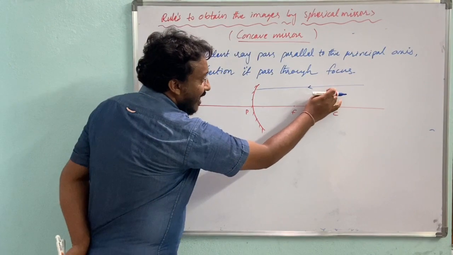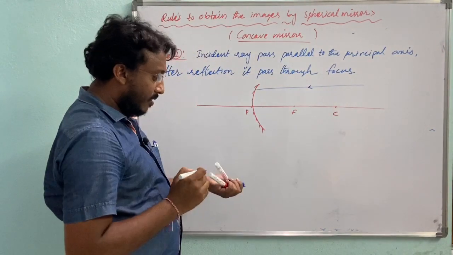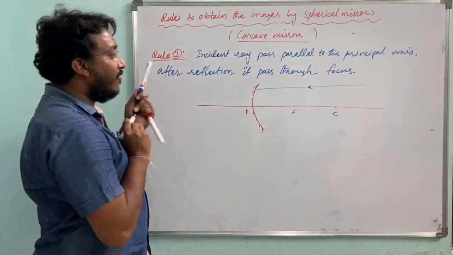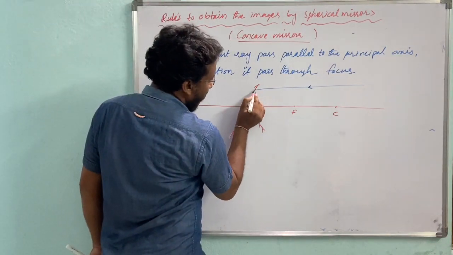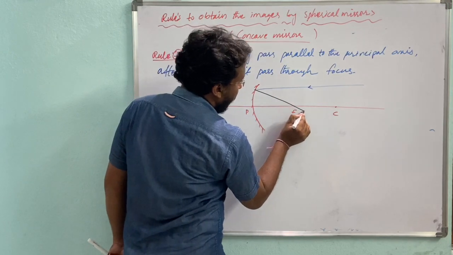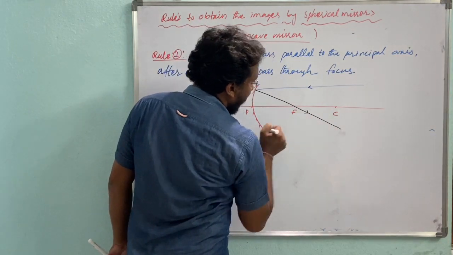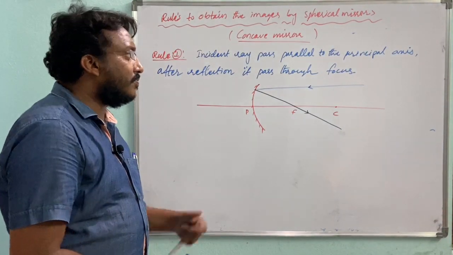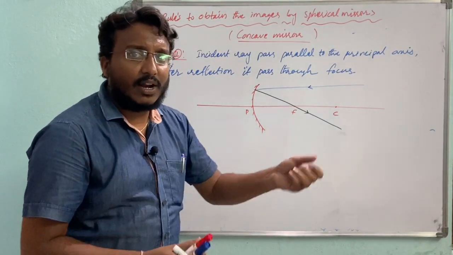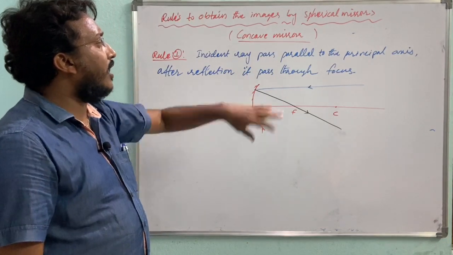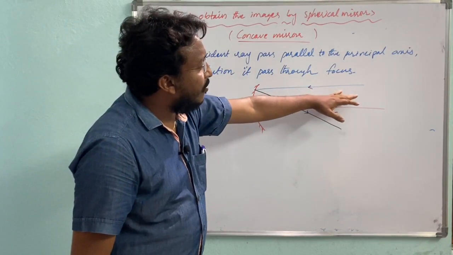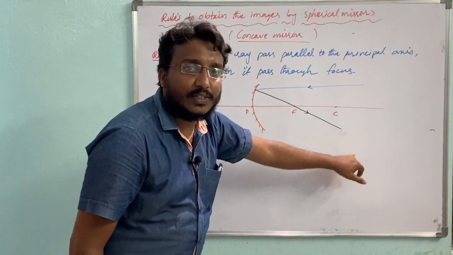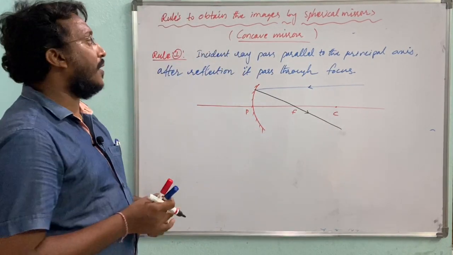The incident ray is passed parallel to the principal axis. After the reflection, it passes through the focus. Easy rule or not? Easy rule. While drawing the ray diagram, we will take at least 2 rays, no? In that one, out of 1 ray is simple to identify. If incident ray is passed parallel to the principal axis, then reflected ray is passed through the focus. This is first rule. Okay, right.